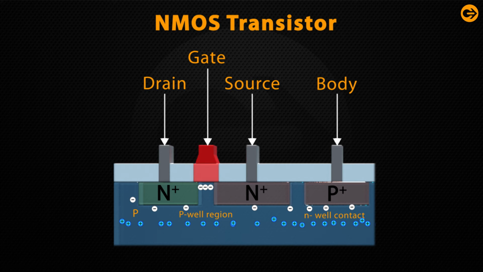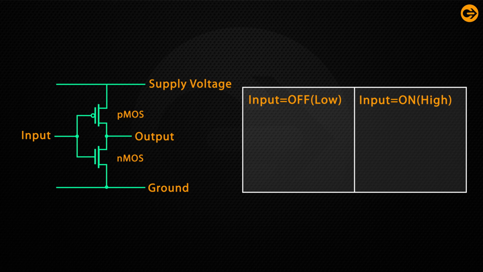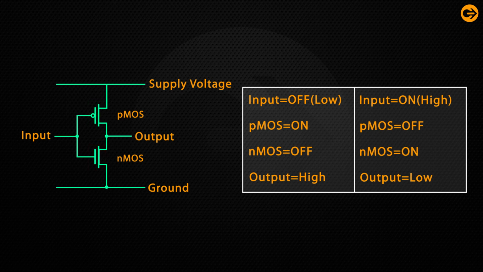Symbolic representation. The symbolic representation is as shown. It consists of one PMOS and another NMOS. Working principle. Both the P-type and N-type transistors have their gates connected to the same input. The P-type MOSFET will be on when the N-type MOSFET is off, and vice versa. The networks are arranged such that one is on and the other is off.